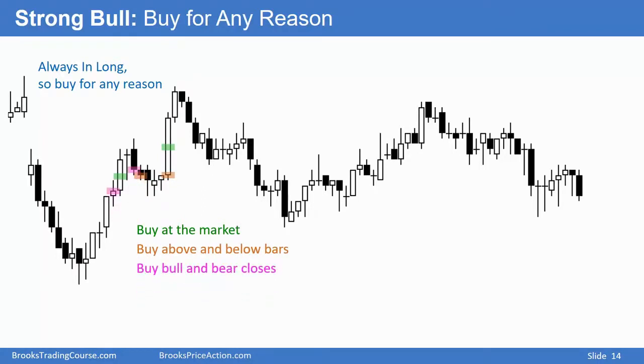Buy bull closes, buy bear closes. Here's a bear bar, but an 8 or 9-bar bull microchannel, the reversal attempt will probably fail, so you can place a market order. As soon as that bar closes, buy at the market. Or you can place a limit order to buy at the low of the bar and get filled on the next bar.